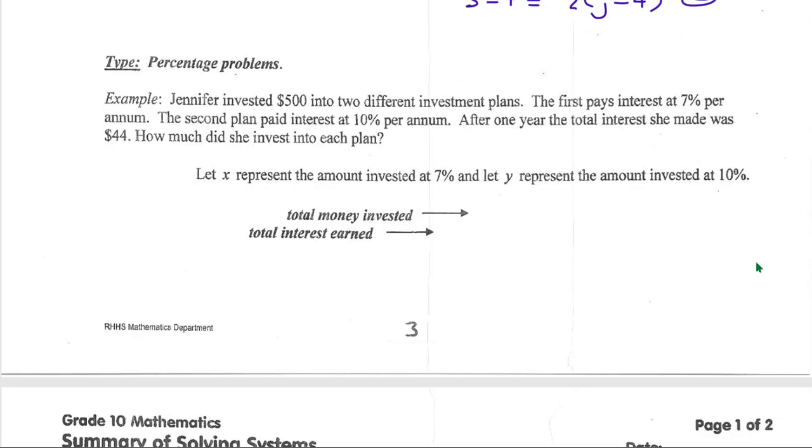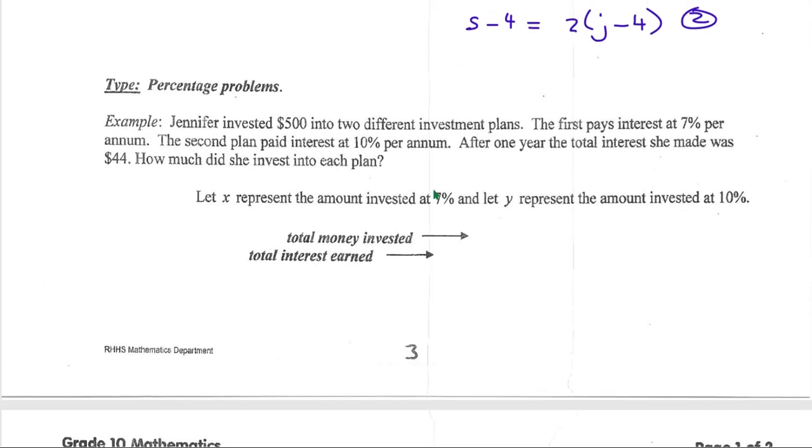I lied, there is one more. Percentage problem. Jennifer invested $500 into 2 different investment plans. The first pays interest at 7% per annum. So per annum means per year. The second plan pays interest at 10% per annum. That's per year. After 1 year, the total interest she made was $44. How much did she invest into each plan?